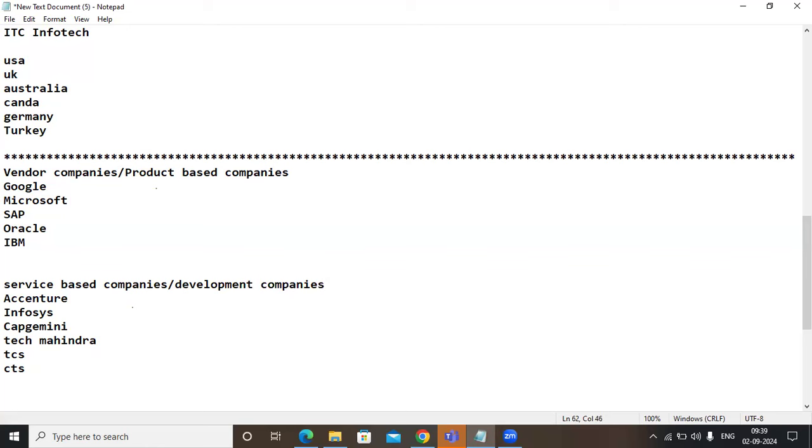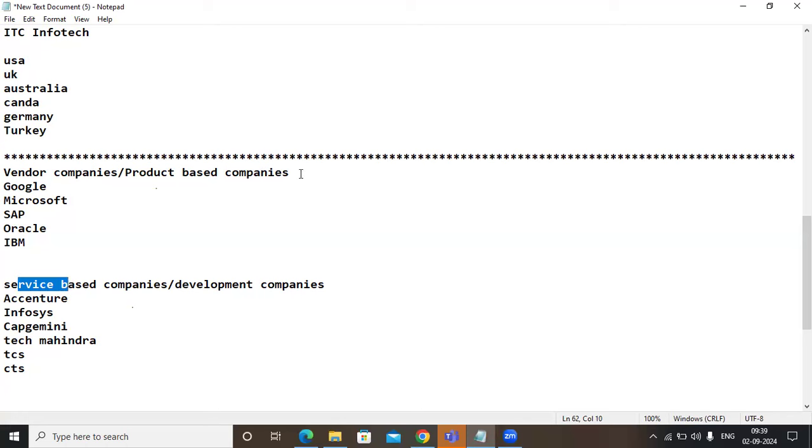Atifa got that. Yeah, I'm confused because they will have both service and product. Yeah, that is what I'm explaining now. What is the difference between these two companies? That is Atifa's doubt. Okay, what is my answer?